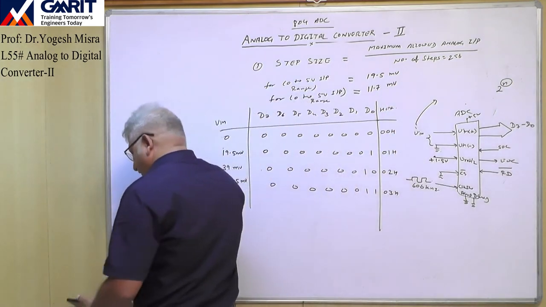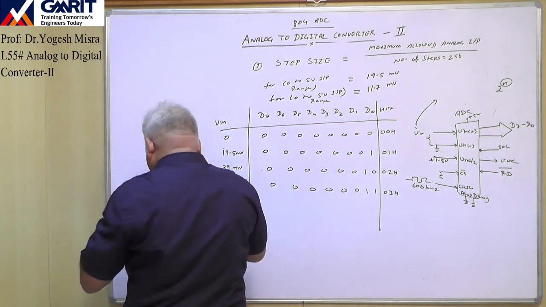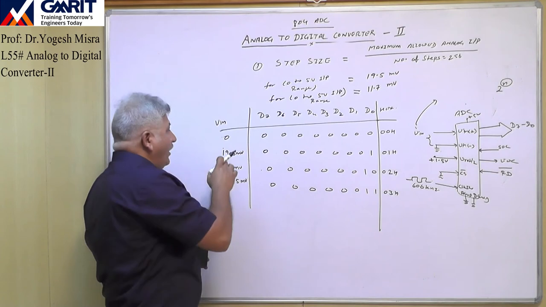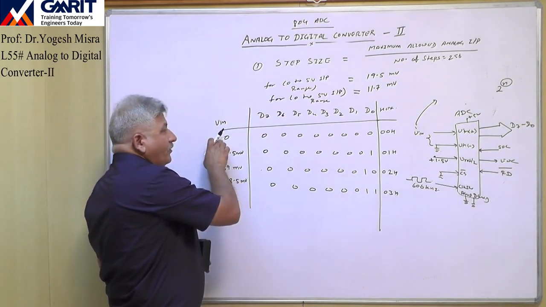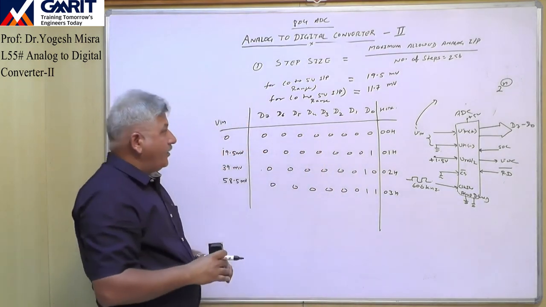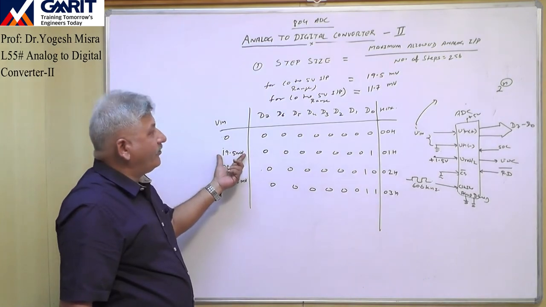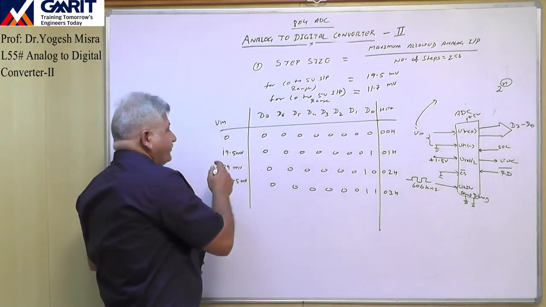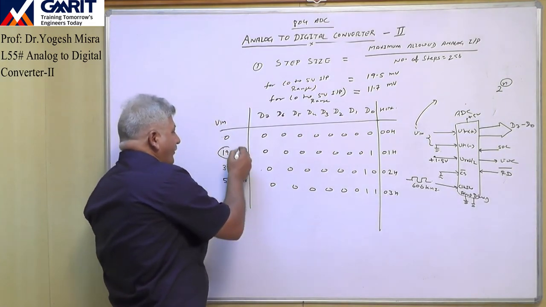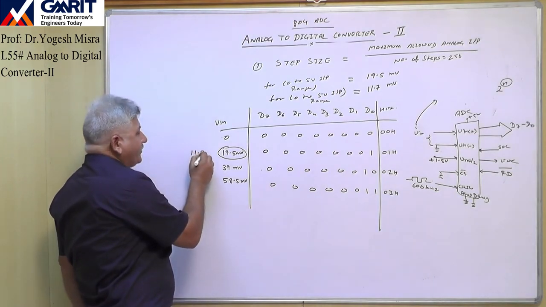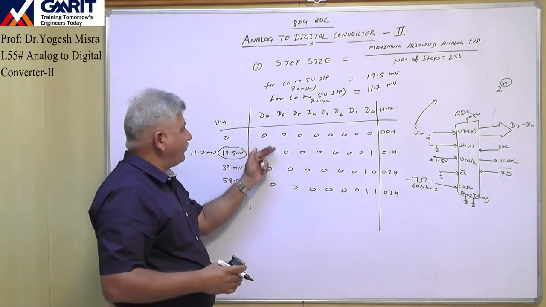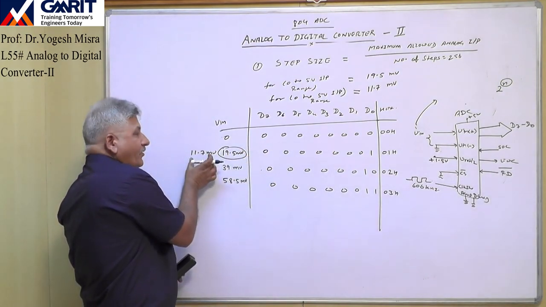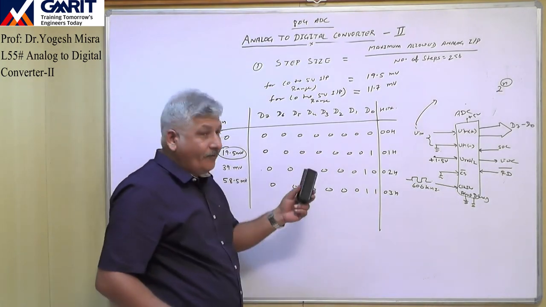Now this is the step size. Now what will happen? If input is 0, then output will be 0, it is the same. Now if we apply the input of 19.5 millivolt, then in the previous case the step size was 19.5 millivolt. In this case, if in place of 19.5 millivolt, we apply a voltage of 11.7 millivolt, then the system will go to the next state. This means now our ADC is sensitive to 11.7 millivolt, which was not sensed by our ADC previously.